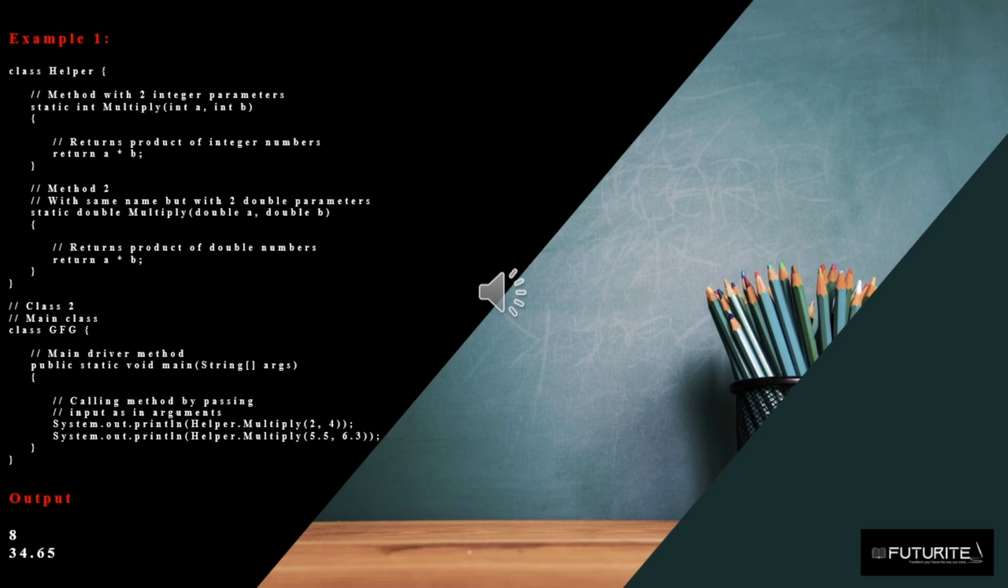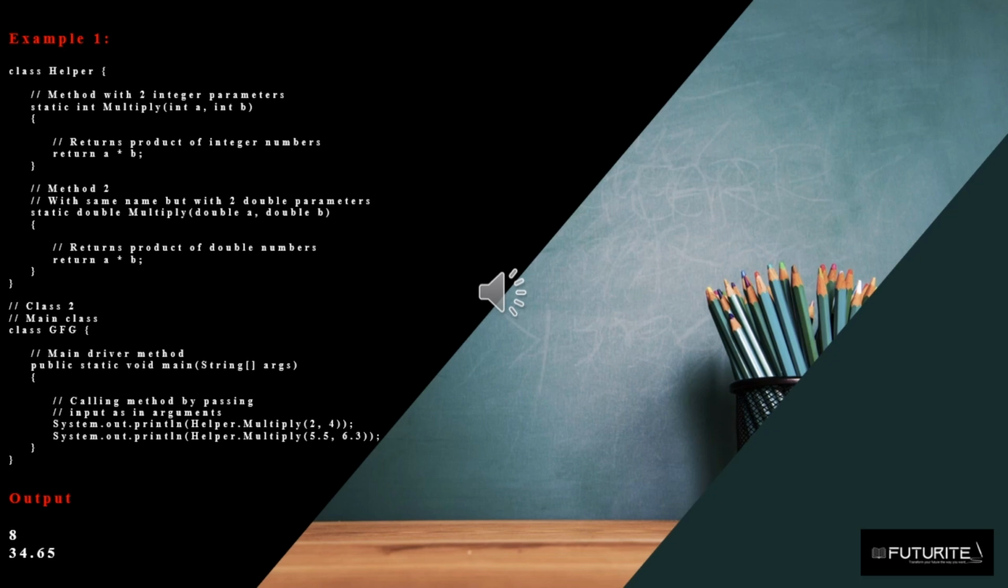Now under the GFG class, under the main function, we are calling these two methods from the helper class. As we haven't created any kind of object of the helper class, we are using the name of the helper class as a prefix. So Helper.multiply. If you write only Helper.multiply, how will the compiler know which multiply method to call? That distinguishing factor is the data type in this case, or in other cases maybe the number of parameters. So this concept is known as method overloading.